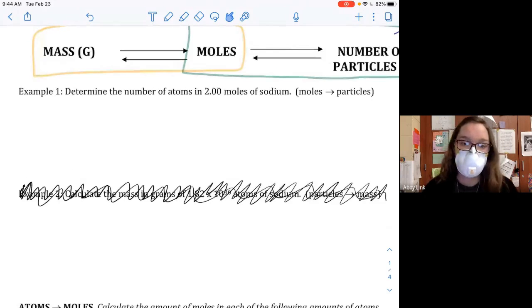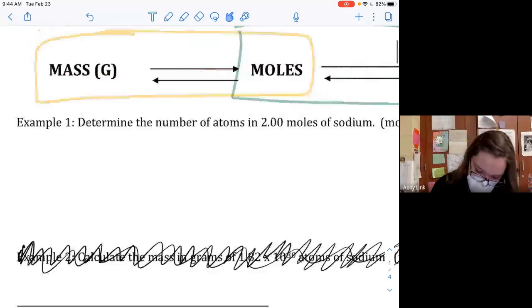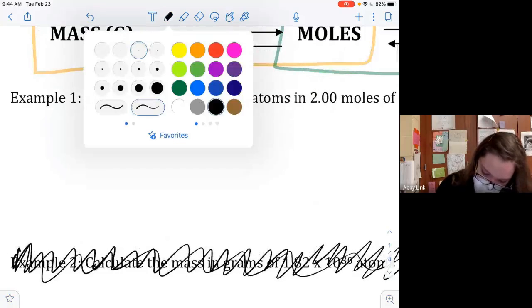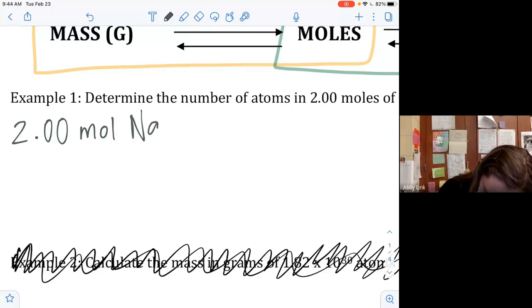Where I do want to start is example number 1, okay? And we're just going to dive right in. We're going to treat this like any other dimensional analysis problem, which means we're going to start with our given over 1. What we're given in this problem is 2.00 moles of sodium. Let's write that down first. And the sodium symbol is Na from the periodic table.